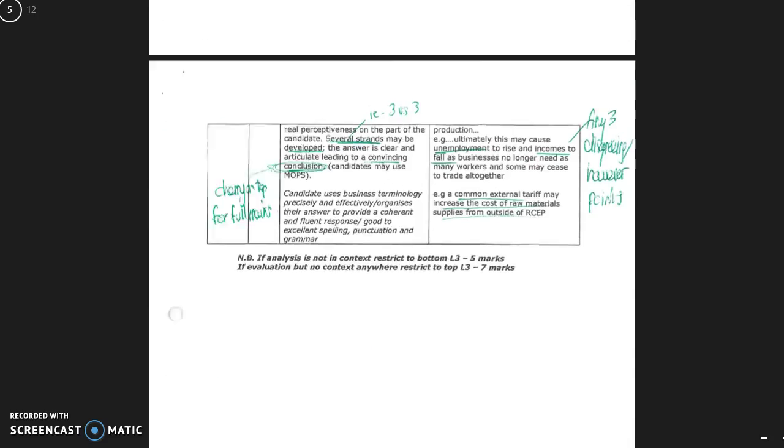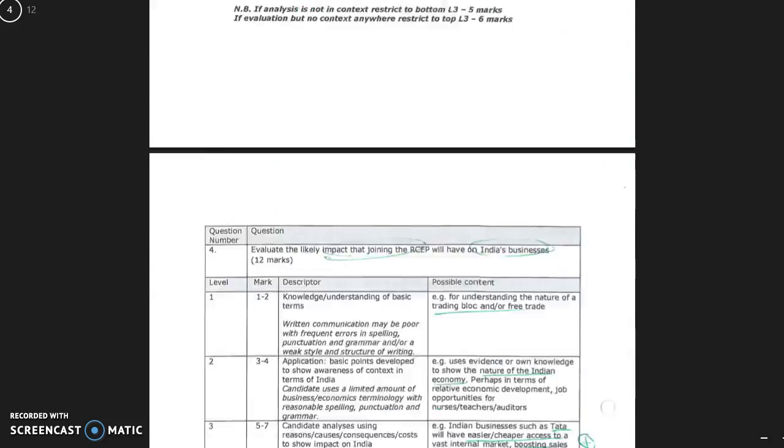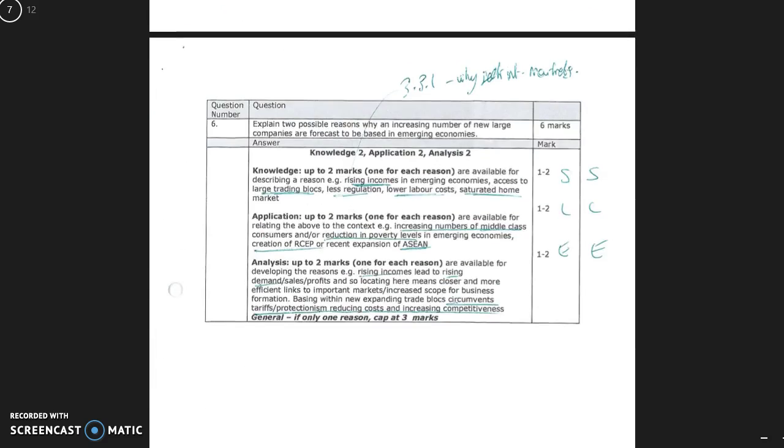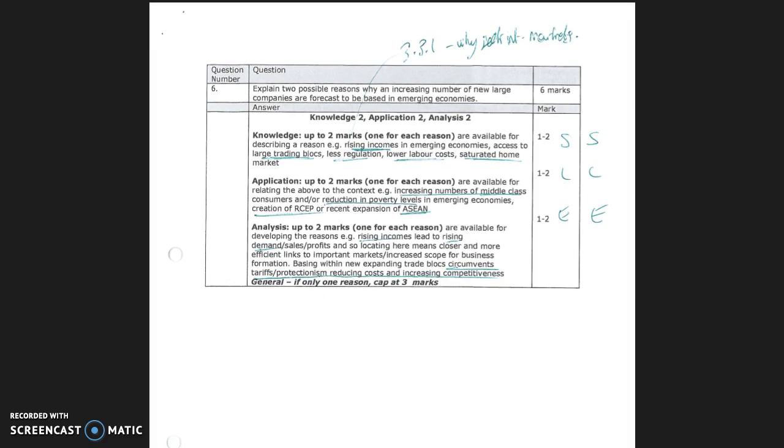There's rising incomes. Whoops. Rising incomes, yep. Large trading blocs, less regulation, lower labour costs, saturated domestic market, any of those reasons, A to E, that you should have learnt off, you could have brought in here as well, added in your context.